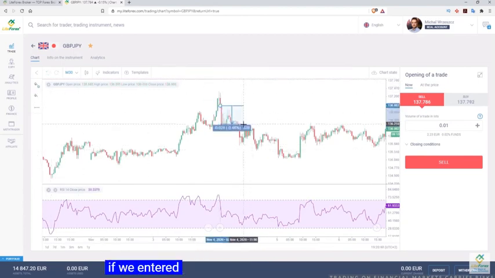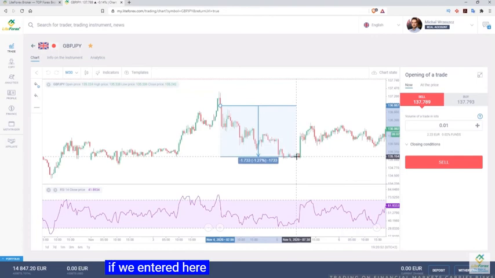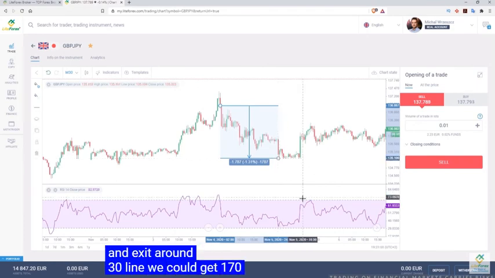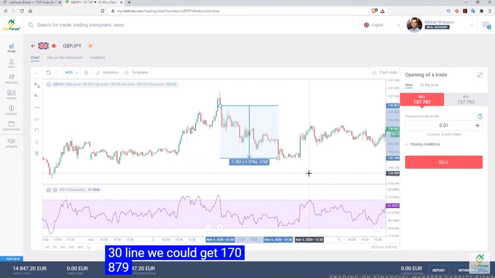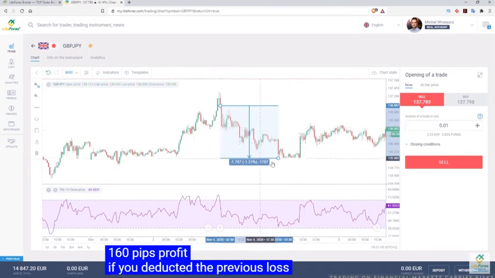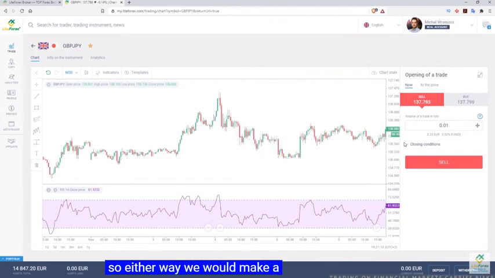if we entered here and exit around the 30% line, we could get 178 pips. So that is 160 pips profit if you deduct the previous loss. So either way we would make a profit.